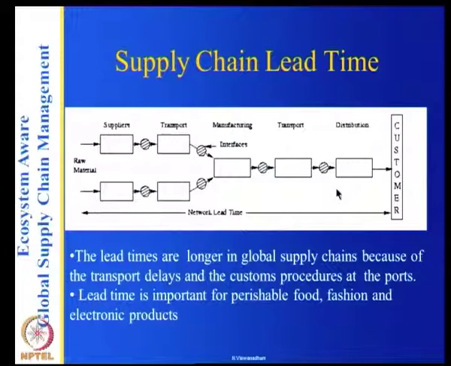So basically, if you have a global supply chain compared to a local supply chain, where from the supplier it goes directly to the manufacturer without this transport, if it doesn't cross countries, then of course it is simpler. You are skipping the customs at the ports and so on. So basically, the lead times are shorter. Lead time is important if you are talking of food, fashion and electronic products. Well, the technology change in electronics is very fast.